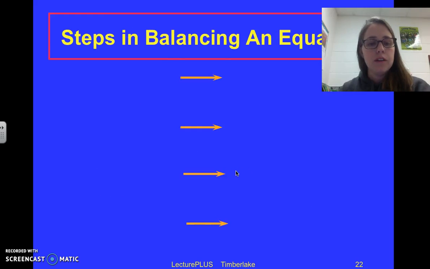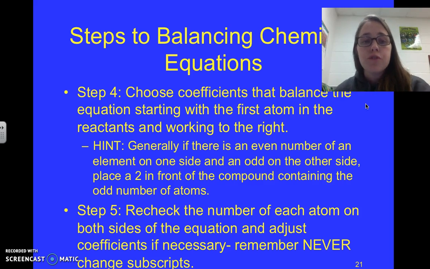Okay, so we're going to choose coefficients that balance the equation, starting with the first atom in the reactants and working to the right. Generally, and this is just a hint, when there is an even number of an element on one side and an odd number on the other side, you're going to place a 2 or a multiple of 2 in front of the compound containing the odd number of atoms.